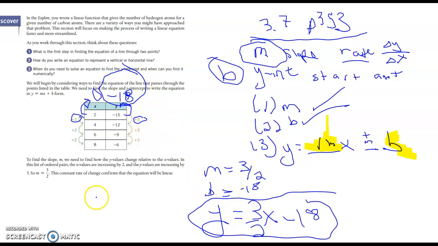And again, 3/2 might not be as meaningful as maybe $1.50. So I'll put it in decimal form. So my kid started $18 in debt. They're paying me $1.50 every week. How many weeks till they pay off their debt?